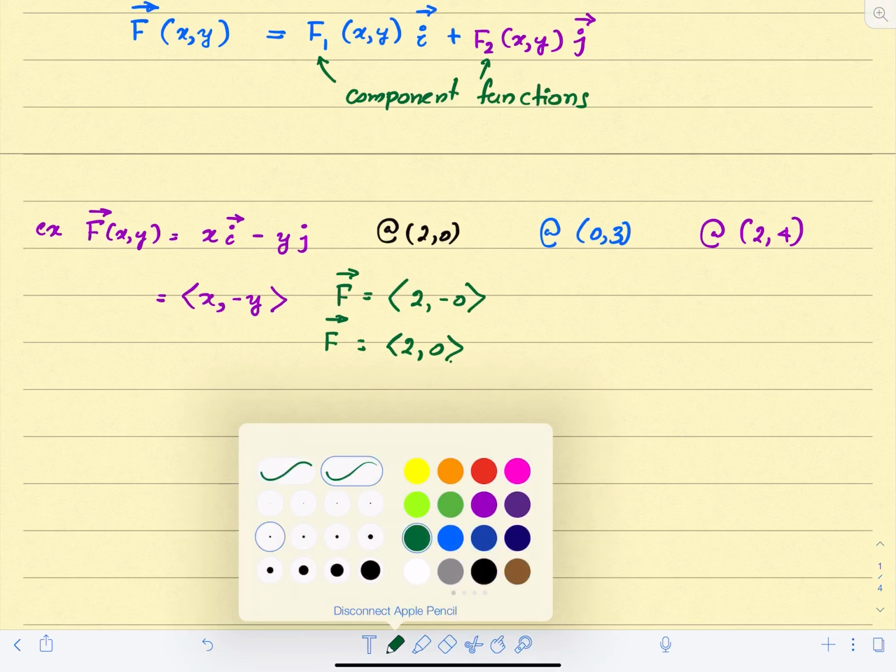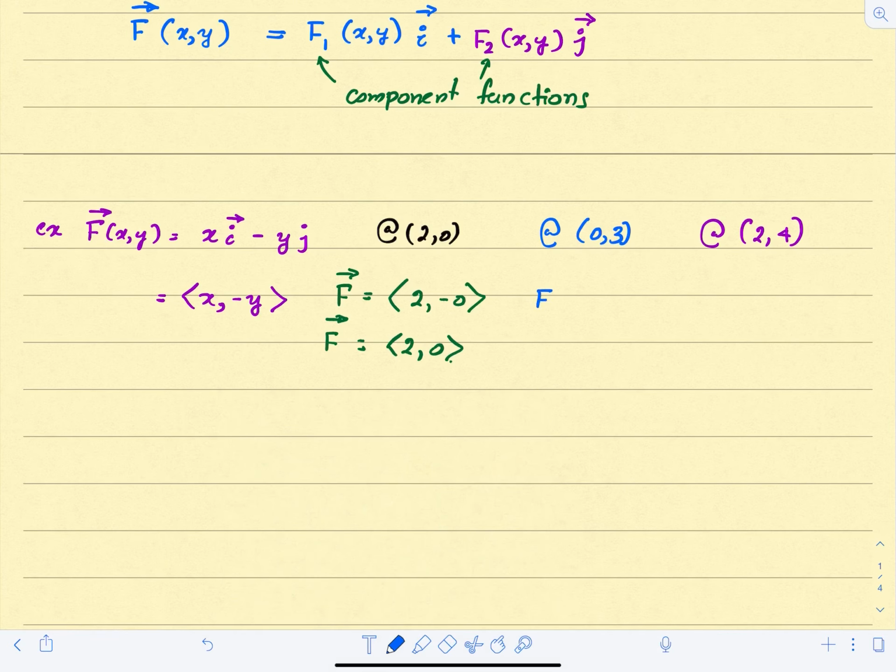Second point, (0, 3). The x component is 0, the y component is 3. So here you have negative y, so we should take the negative of the y component, which is negative 3.